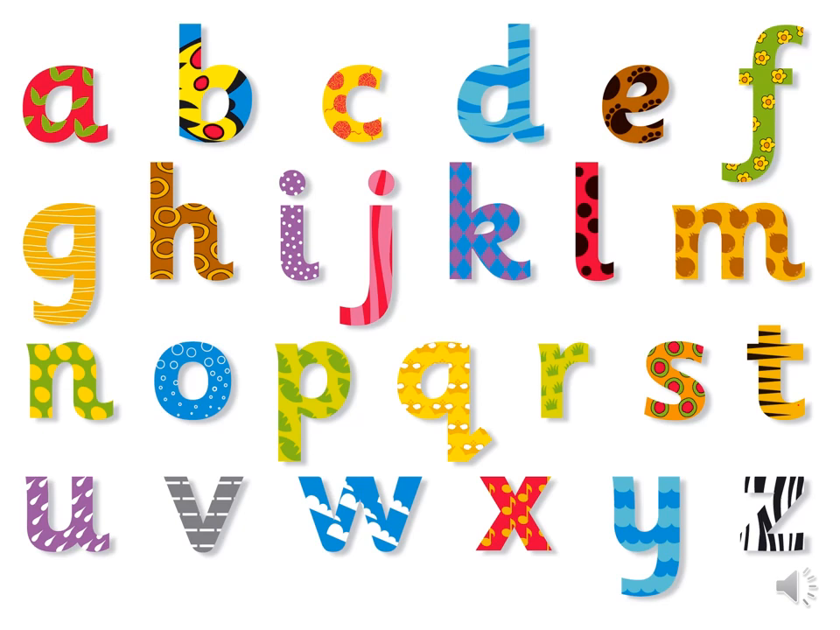Let's begin. We're going to start by practicing our letter names. And to do that, we're going to sing an alphabet song. The alphabet song that we're going to sing today is Bob the Builder. Can you sing along with me?